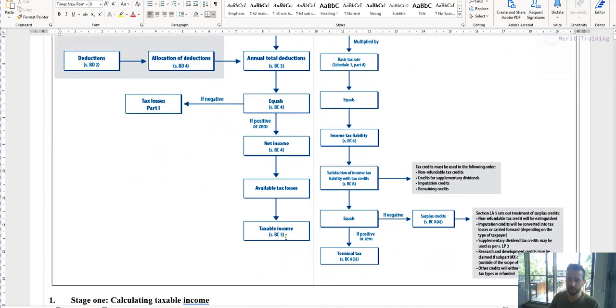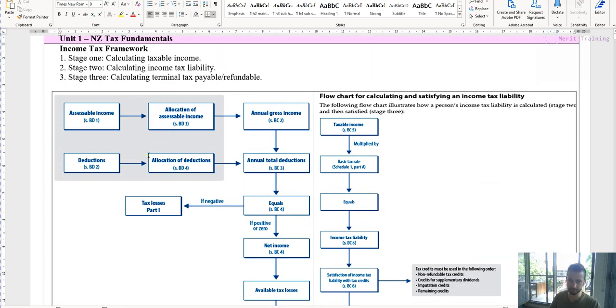The next stage is your taxable income. It's basically the difference between your net income and any losses that you have available. So in that example, if you've got $100,000 of carried forward losses, you could reduce your net income to 0. So you might have $100,000 net income, but a 0 taxable income. But at the end of the day, this is what your tax payable is calculated based on.